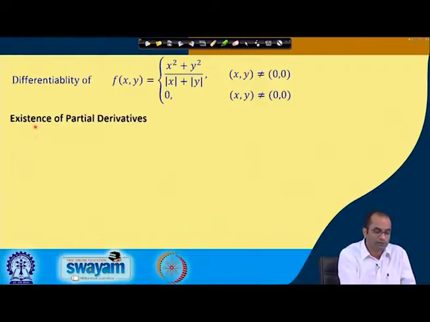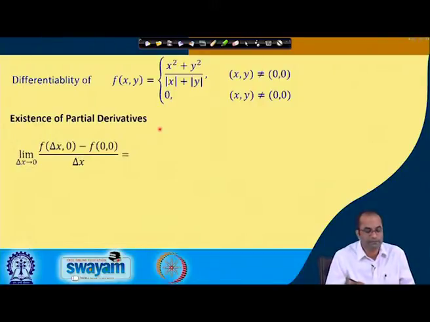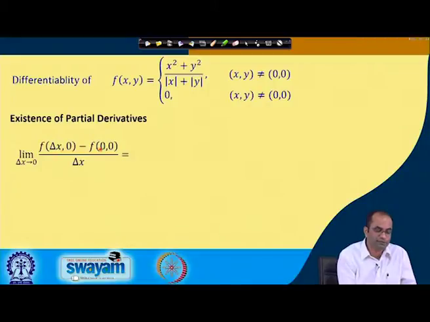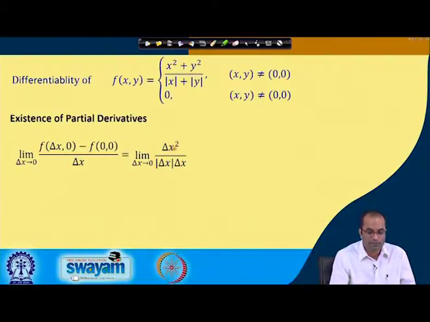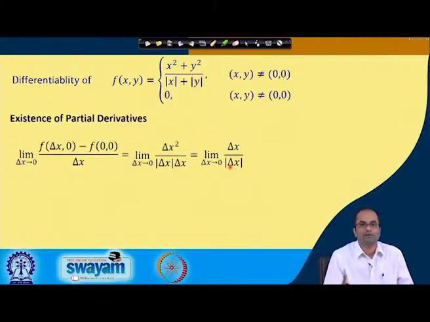So, moving next now to show the differentiability of this function, we will show the existence of the partial derivatives. Again, as per the definition, we have (f(Δx, 0) − f(0, 0)) over Δx. So, what is this term? The y will be set to 0. So, you have Δx² divided by the absolute value of Δx, and Δx. So, this Δx will get cancelled. We have Δx over the absolute value of Δx.